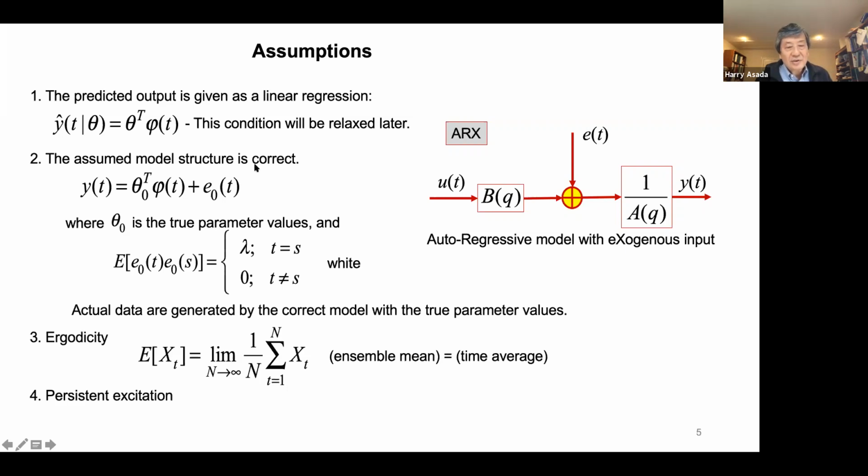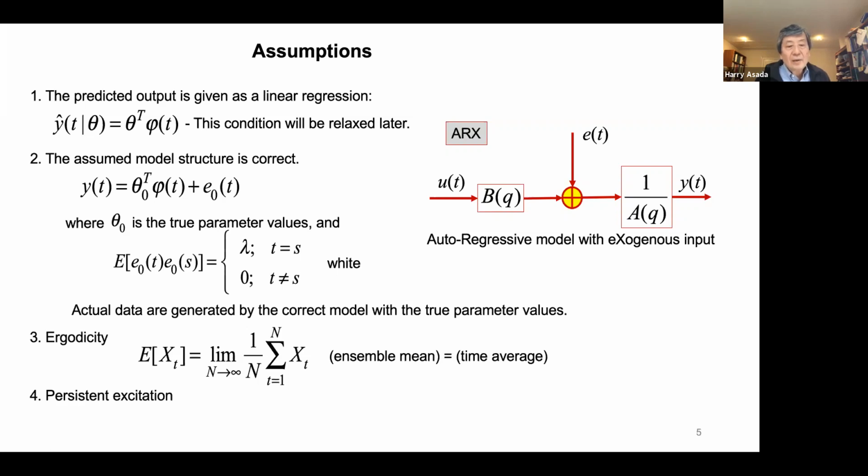Also, we assume the model structure is correct. So the ARX model is like this, and this is the true value of the system, theta naught. If you run the experiments and take the experimental data, input and output data, the output is produced through this model. Again, theta naught is the true parameter value, and this white noise has these properties. Lambda is the variance, and that happens only when t equals s, and otherwise it is 0. It's white, totally uncorrelated.